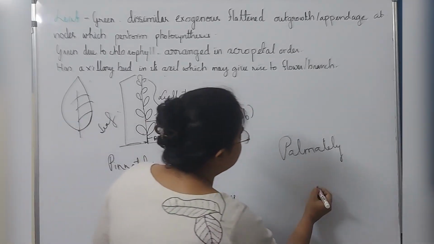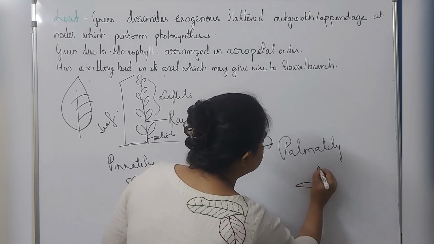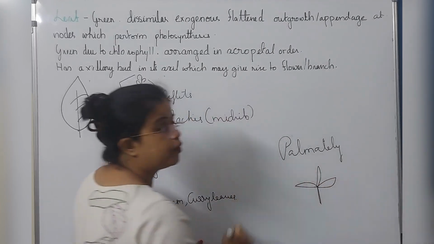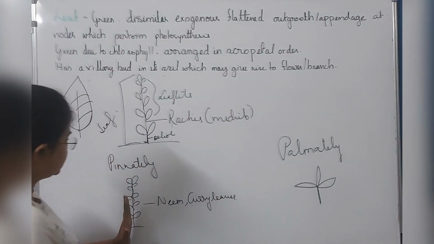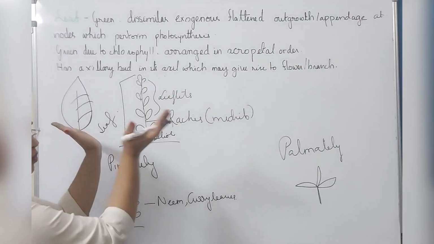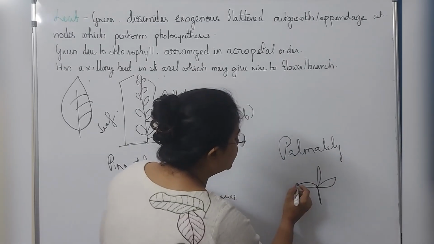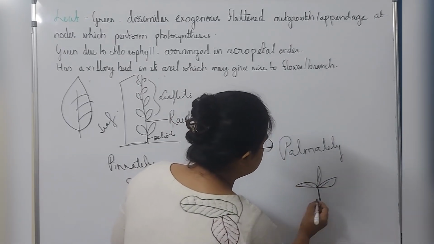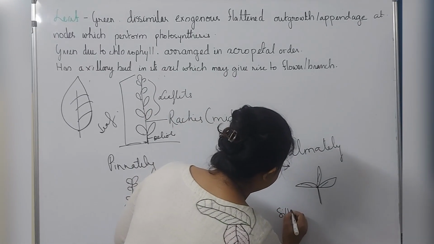Then comes palmate leaf. यहाँ पे the leaflet are attached to one common point. It is like a palm. Okay? यहाँ पे जैसे the rachis was there and the leaflets were attached, यहाँ पे वो नहीं होता. On the petiole एक common point है and the leaves are attached to this. ये हमें कहाँ देखने को मिलता है? Silk cotton.